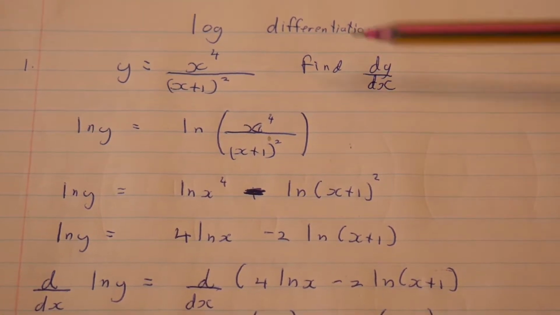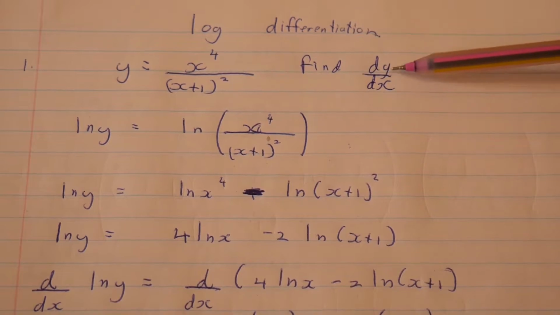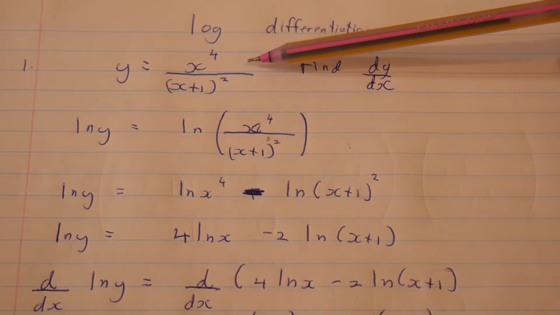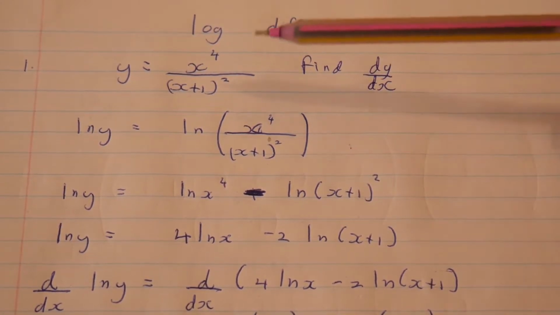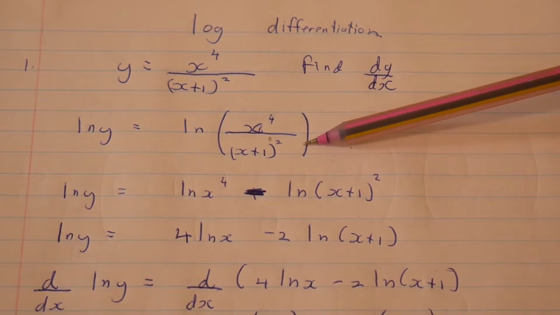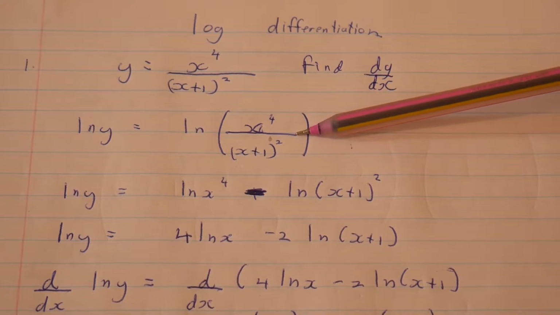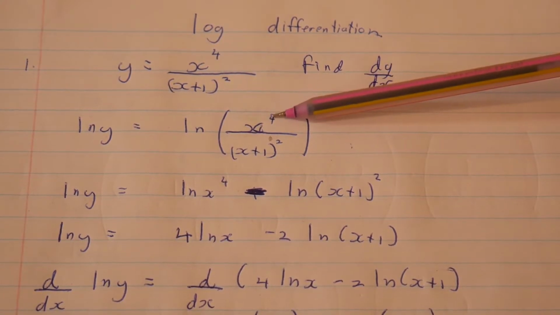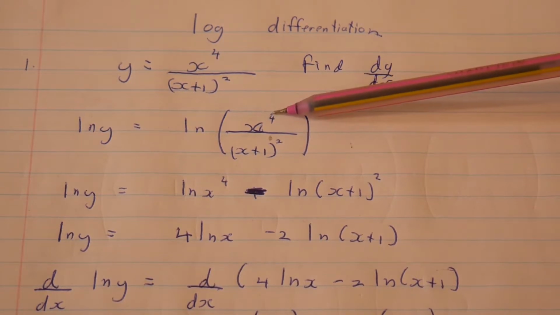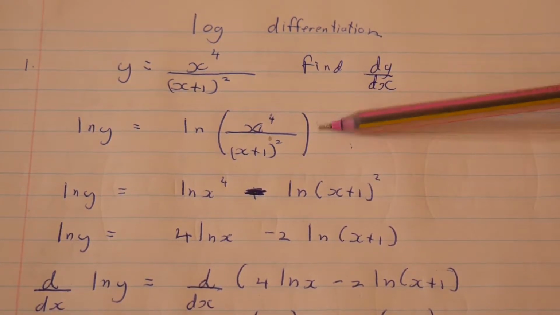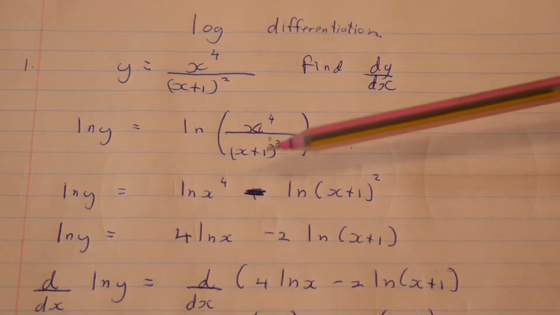Alright, so let's say this is the question. Find dy/dx of this. First step, log both sides. We'll be using ln, since we know the rule very, very well. And then both sides of the equation. Then we use the log rule that says log of a divided by b is equal to log a minus log b. That's what we did here.